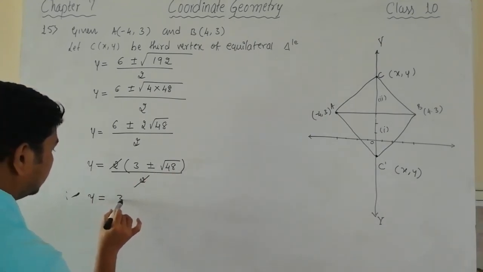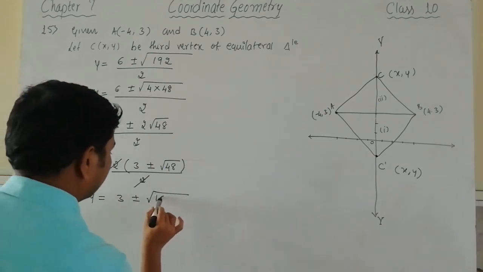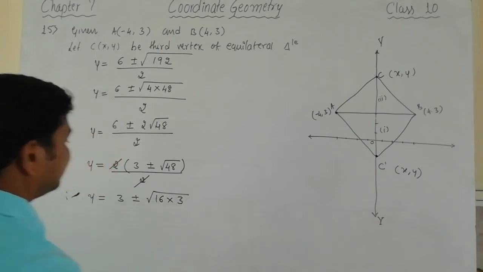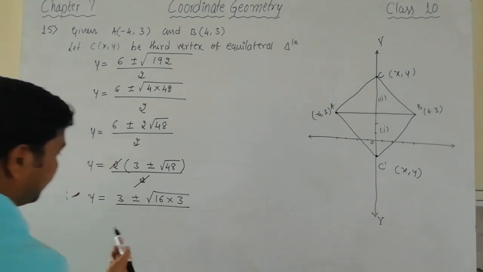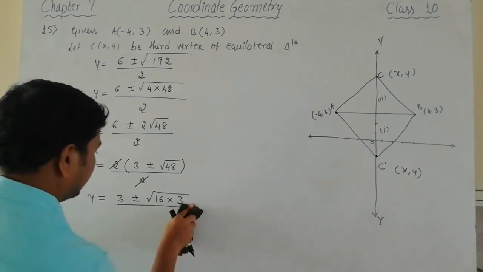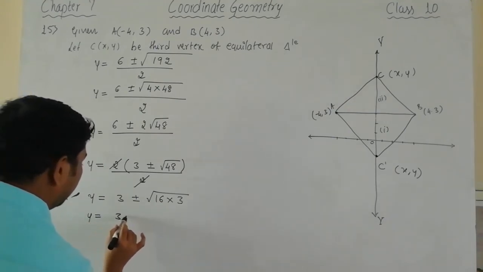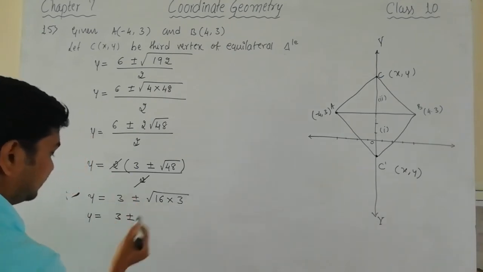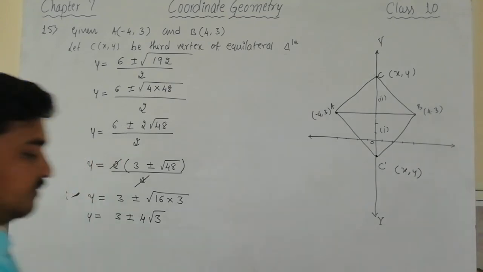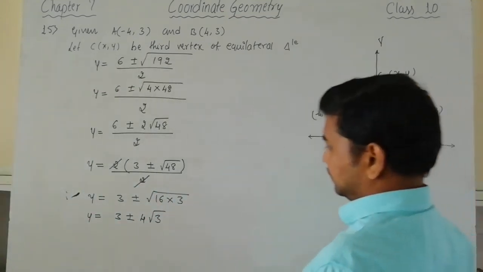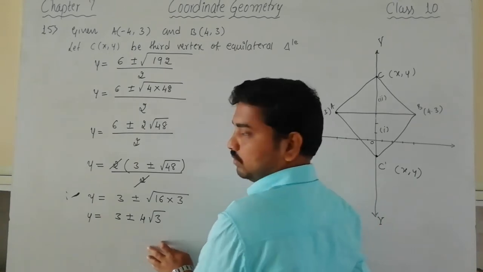Y is equal to 3 plus or minus, you can write 48 as a multiple of 16, 16 3s are 48. Then I am going to write it like this. Divided by, there is nothing, so there is no need to write divided by. And then in the next step it will become y is equal to 3 plus or minus, if you take 16 outside of the root it will become 4 square root of 3. So that's why we got two different values for y. One is 3 plus 4 root 3, another one is 3 minus 4 root 3.